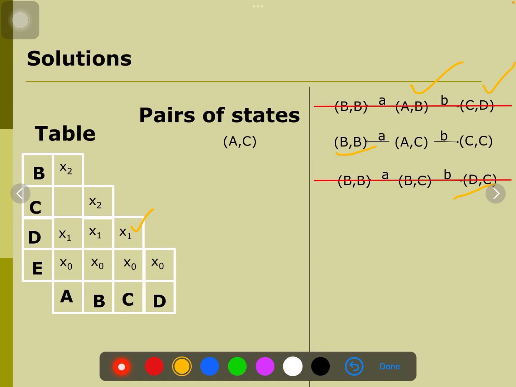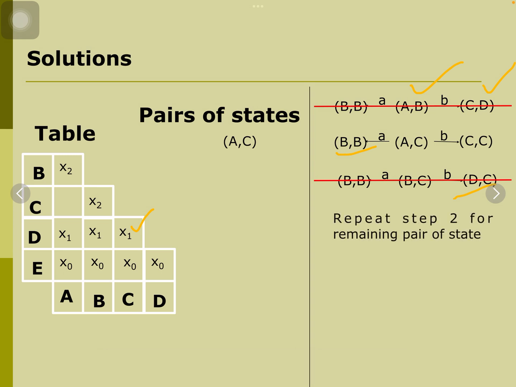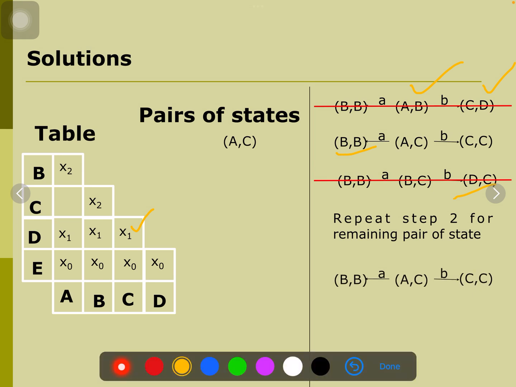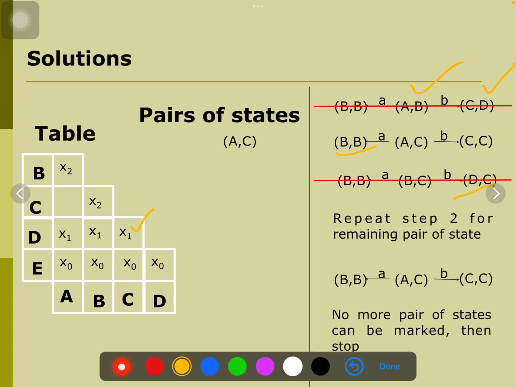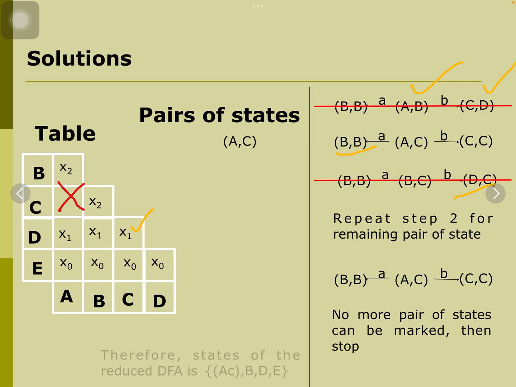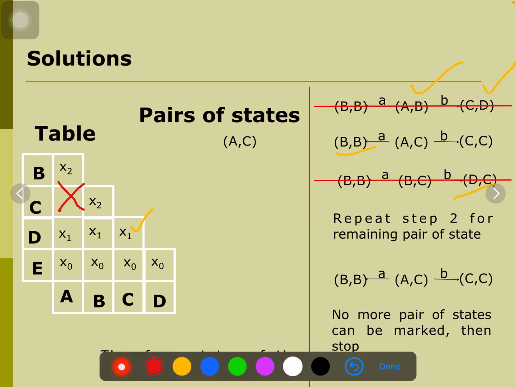Repeat step 2 for the remaining pair of states. There is only one pair of states. Again, it is not possible to mark it in the table because BB, CC are not distinguishable. Then AC becomes merged into a single state, right? So no more pairs of states can be marked, then stop the process.